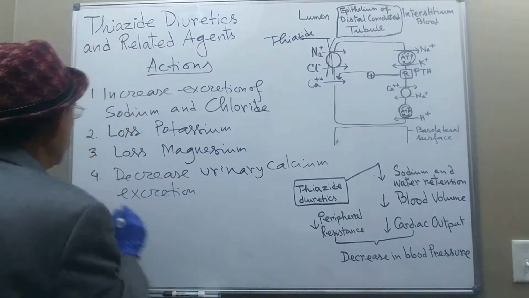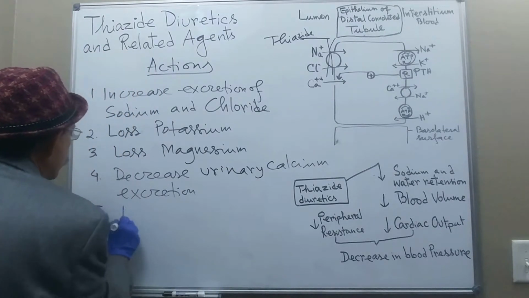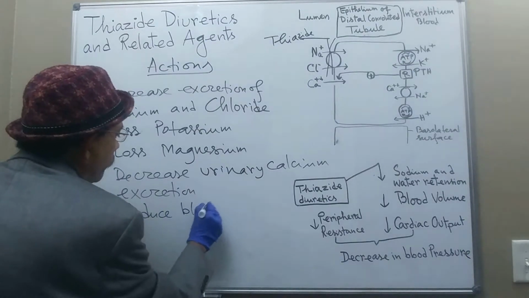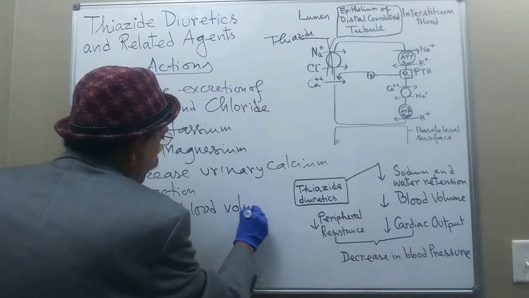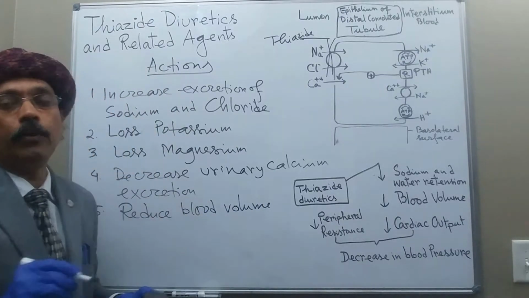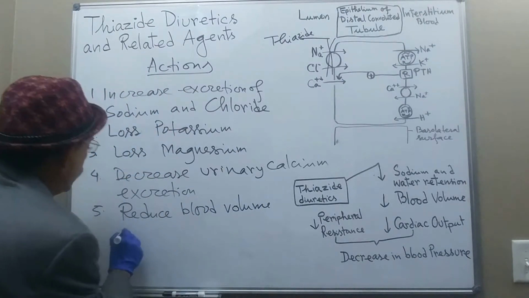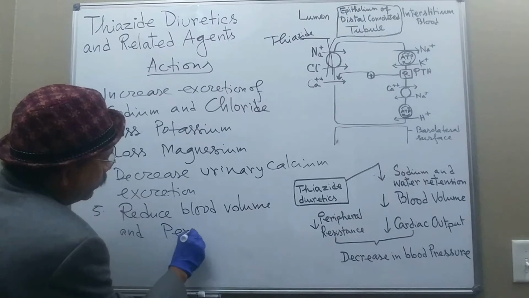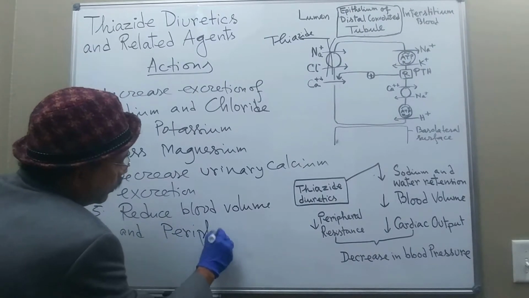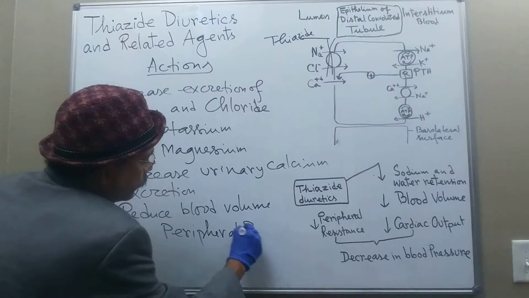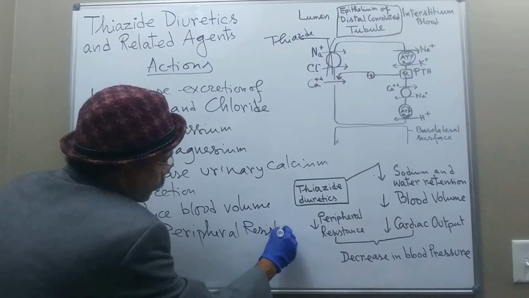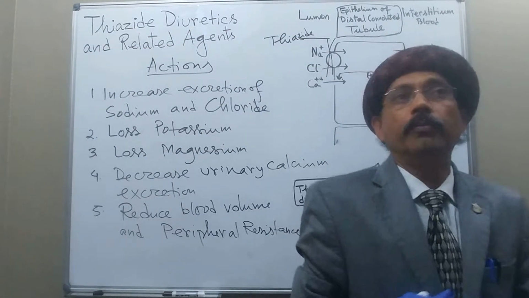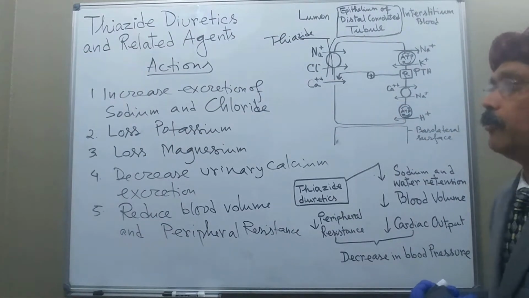Then it reduces blood volume, because it is a diuretic, and very important, it decreases peripheral resistance. That is very important. We got the actions of the thiazide diuretic.